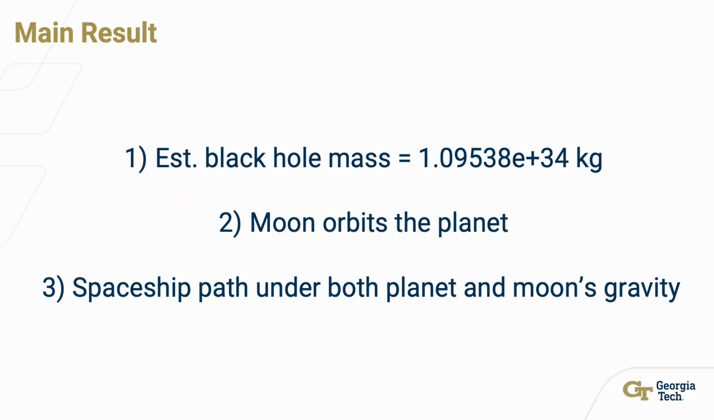Talking more about the main result before we dive right in, we estimated the black hole's mass to be 1.095 × 10^34 kilograms. We also saw that the moon orbits the planet, obeying the laws of gravitation, and the spaceship's path under both the planet and moon's gravity does not collide with either of them.